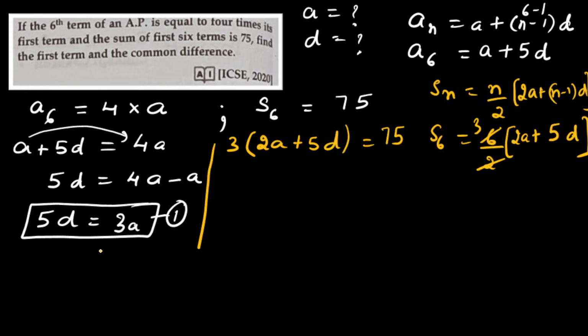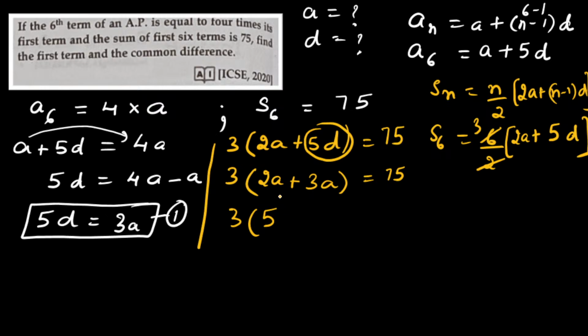Now in the first equation, we know the value of 5d is equal to 3a. Here I have exactly the same thing. So in place of 5d, we can write 3a, and 2a as it is. I am just doing substitution. If you want d's value or a's value also, you can substitute like we used to do in the previous question. But as we have the exact thing here, I am doing substitution this way. So 5d from the first equation I am substituting as 3a. So 3 into 2a plus 3a, which is 5a, is equal to 75.